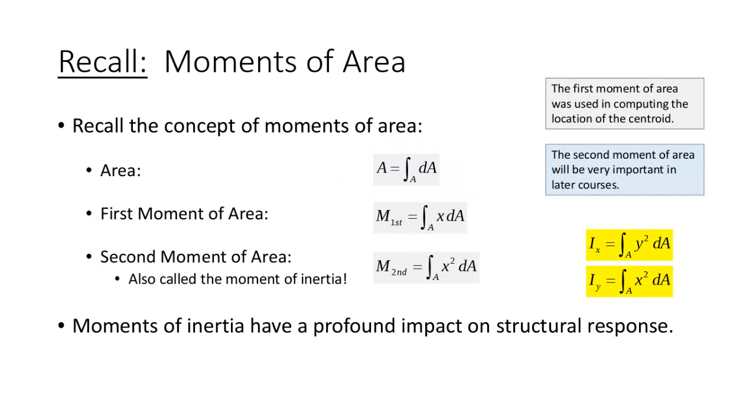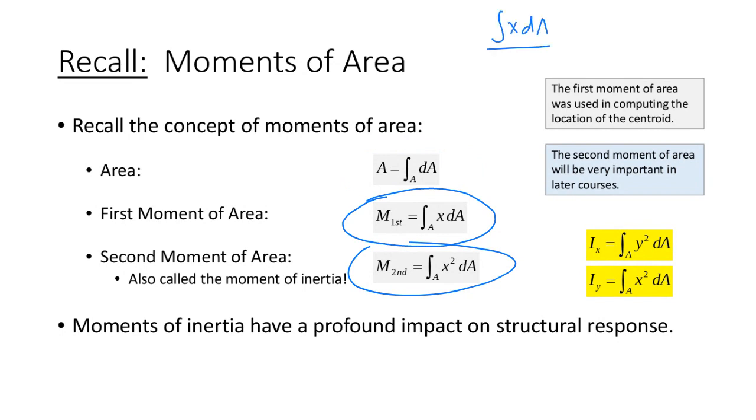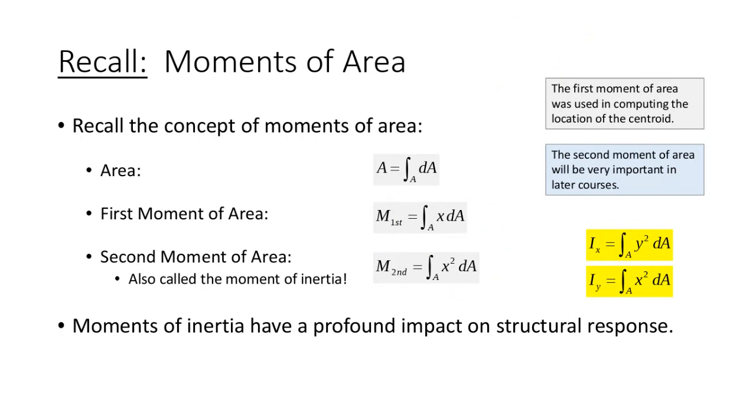And then we said, well, we can also define moments of area. So this would be the first moment of area, and this would be the second moment of area. The first moment of area was really useful when we determine the centroid, right? Because we could say that the integral, let's say, of x dA divided by the integral of dA, we have a name for that. We call it the centroid, right? And so that first moment of area had a use, right? We're not just integrating for the sake of integration.